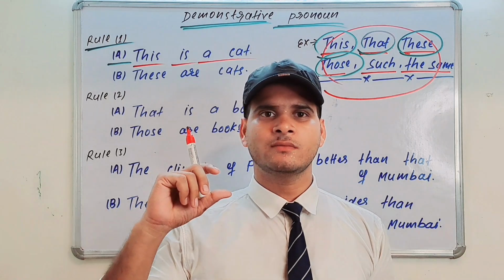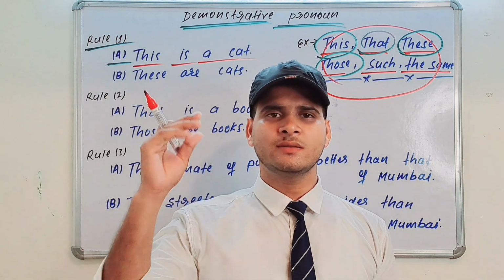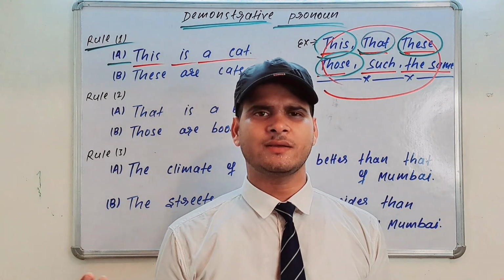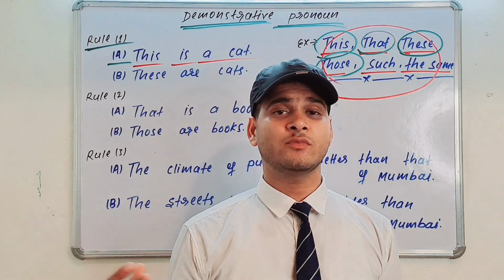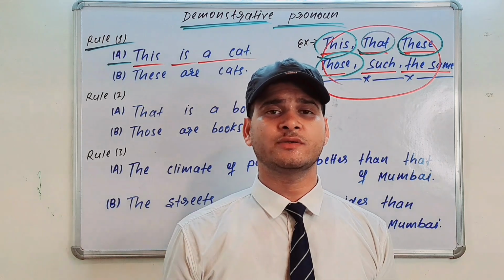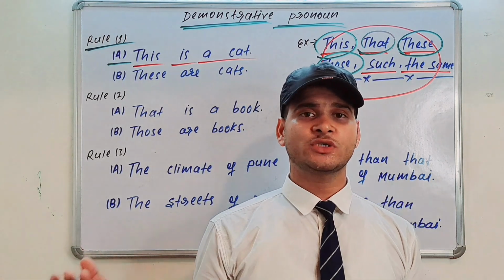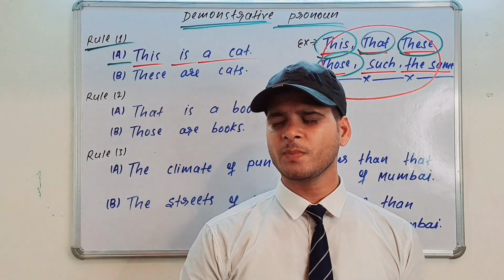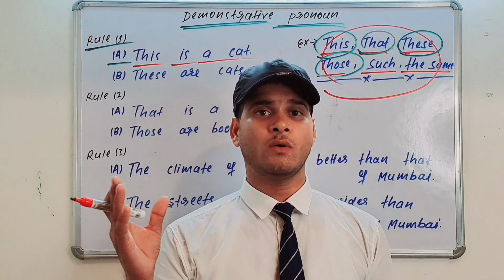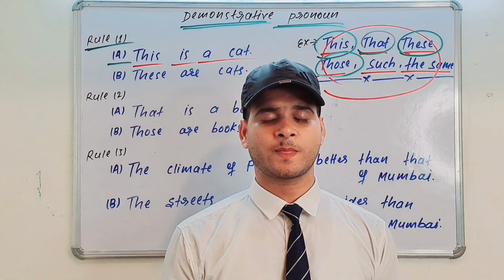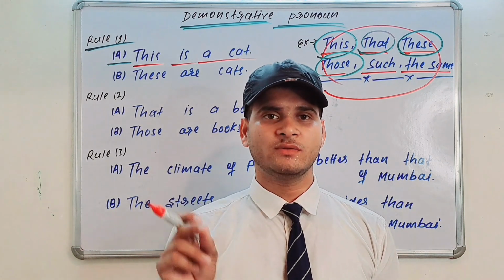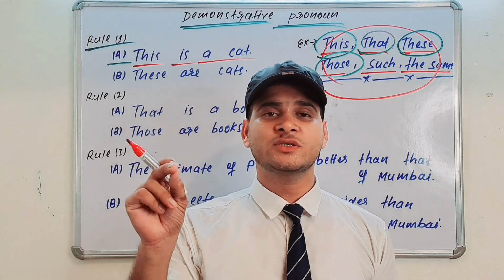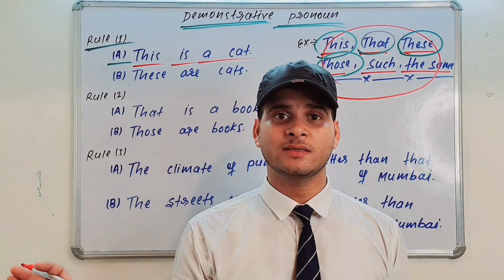This is a marker, this is a cap, this is a shirt, and like that you can add more sentences. You can create more sentences using the demonstrative pronouns this, that, these, those, such, the same. But how are we using this here? The demonstrative pronoun this is used to point out the nearest singular noun in a sentence.